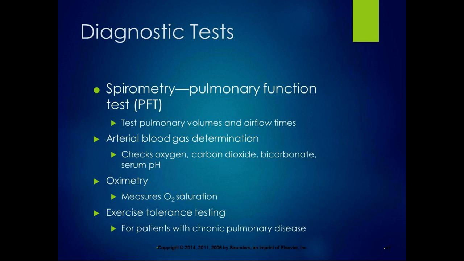So the diagnostic tests that they use for pulmonary function: spirometry, or pulmonary function test, tests pulmonary volumes and airflow times. Arterial blood gas testing checks oxygen, carbon dioxide, bicarbonate, and serum pH. Oximetry measures O2 saturation. You did that in acute care lab last quarter, and you'll do a lot in the future. Exercise tolerance testing is done for patients with chronic pulmonary disease.